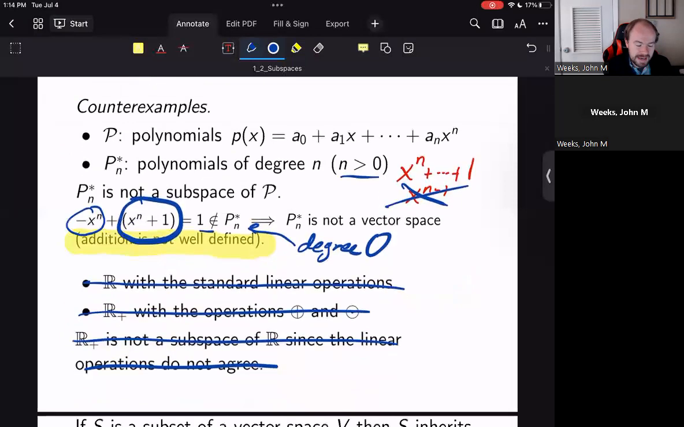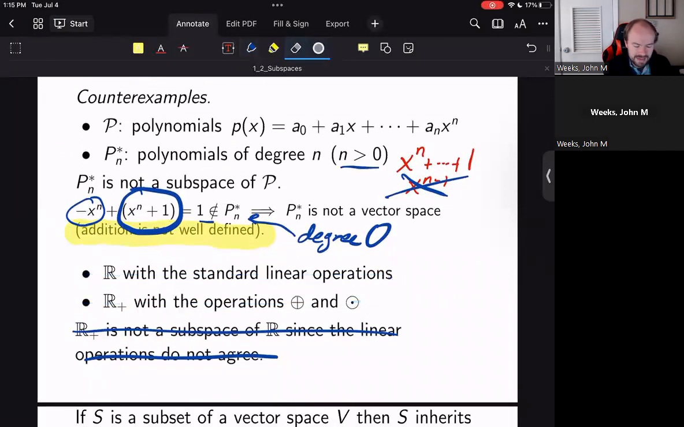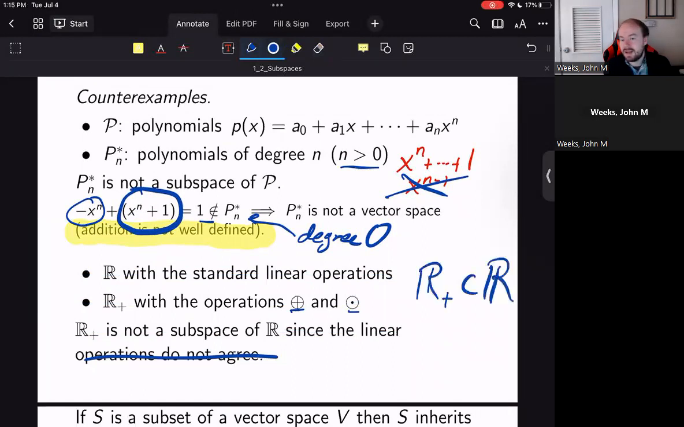What about something that is a vector space in its own right? What about the weird example that we had near the end, maybe slide 21 or so of our previous presentation? Here we had R with the standard linear operations, that is standard addition and multiplication. Then you have R plus with the operations of the circle plus and the circle dot from last time. Now, R plus is not a subspace of R. Even though the positive real numbers are indeed a subset of the real numbers, the operations between these two things do not agree. And because of this, we do not say that this is a subspace.